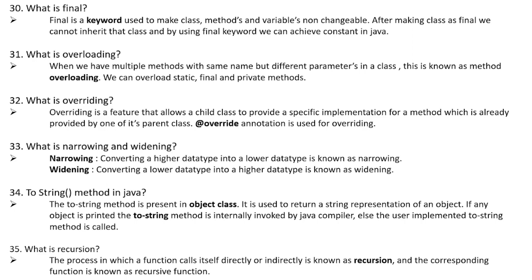31. What is overloading? When we have multiple methods with the same name but different parameters in a class, this is known as method overloading. We can overload static, final and private methods.